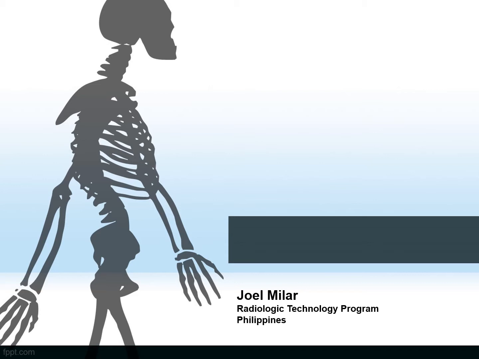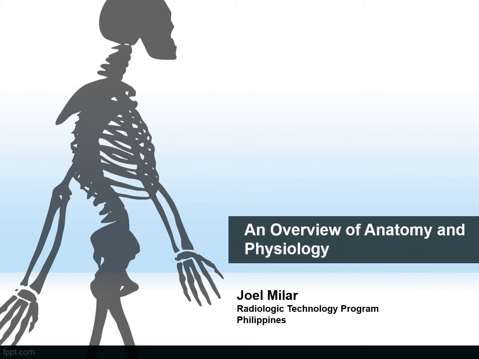So right now we're going to be discussing an overview of anatomy and physiology. By the end of this lesson, we expect to be able to identify and define what is anatomy, what is physiology, and also be able to identify the relationship between anatomy and physiology. All right, so let's start the lesson.